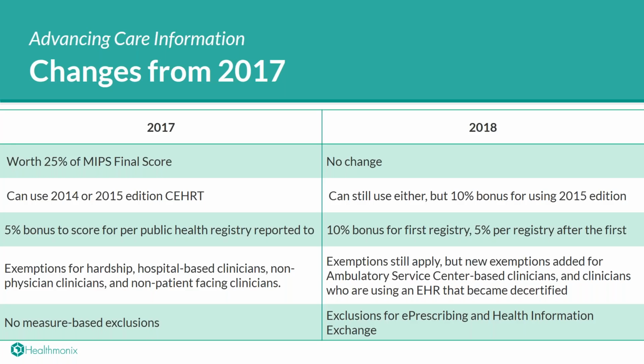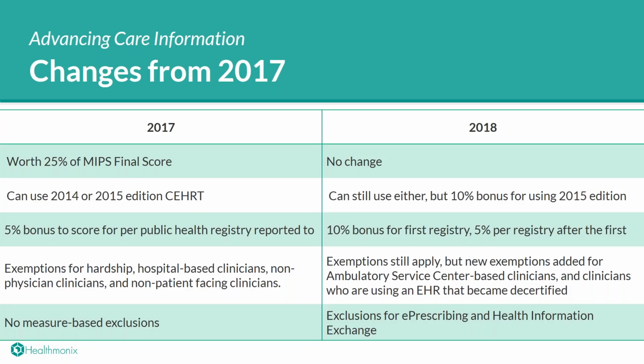For 2017, you were able to report to additional public health registries and receive up to 5% bonus points. So for 2018, that's going to be more advantageous, as you'll be able to earn 10% for reporting to the first public health registry, and 5% per additional public health registry. So this is going to, again, make it more appealing to clinicians to report to public health registries and gain more points within the performance category.